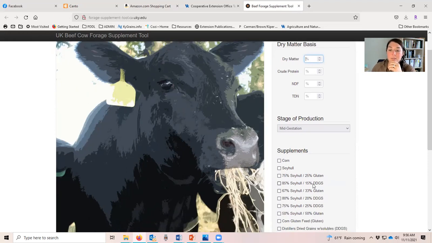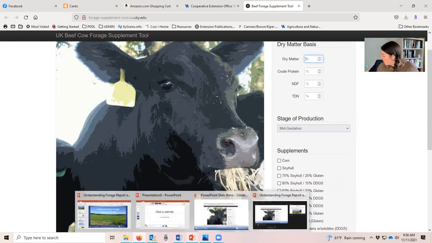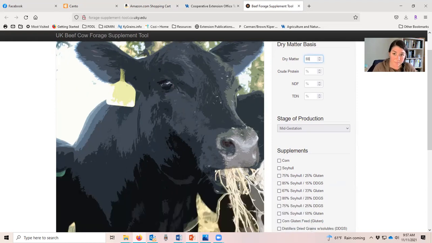If you look down on there, there's corn, soy hull, 75%, and there are different types of feeds that are average for our area. So what we're going to do is plug in the dry matter content of that feed, and it was 88% dry matter. Our crude protein on there was 18%. Our NDF was 56 and our TDN was 47.